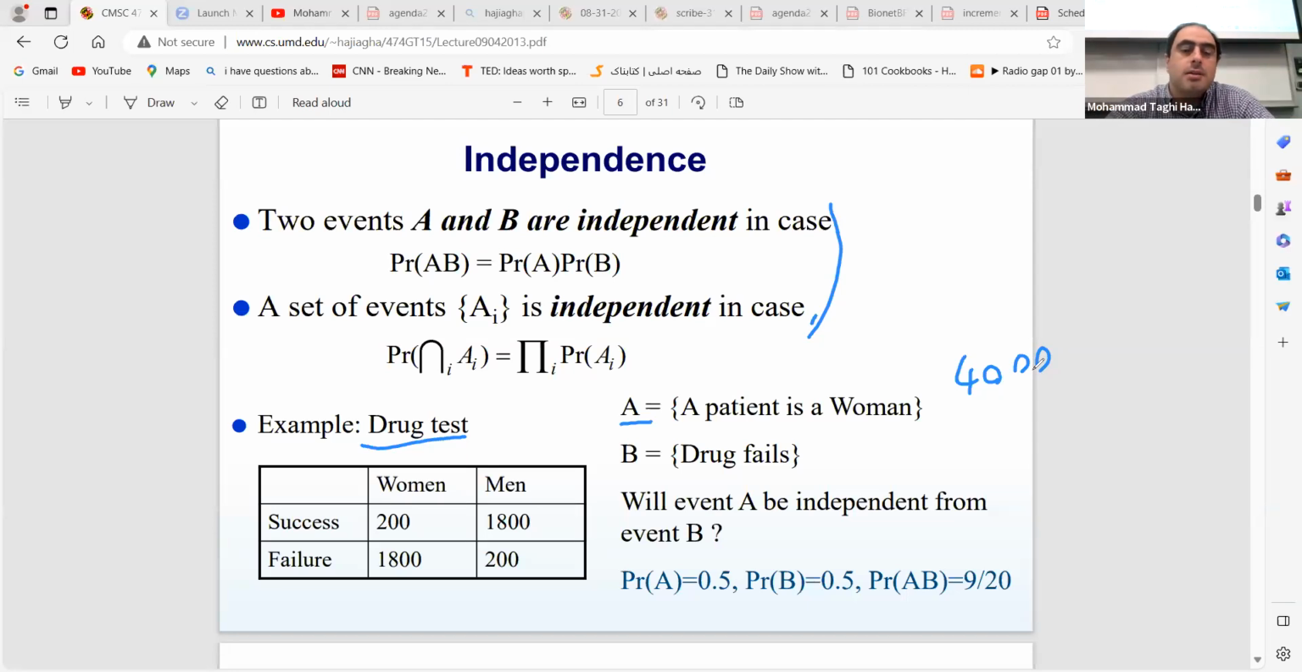What is the probability of A in that case? The event is that that person is a woman. What is the probability of that? 1/2, because there are 2,000 women in general. So that would be 2,000 over 4,000. The other one is that the drug fails. Again, sum it up. For this person, the drug fails, there are 2,000 again over 4,000. That is the same figure. So both of them are half.